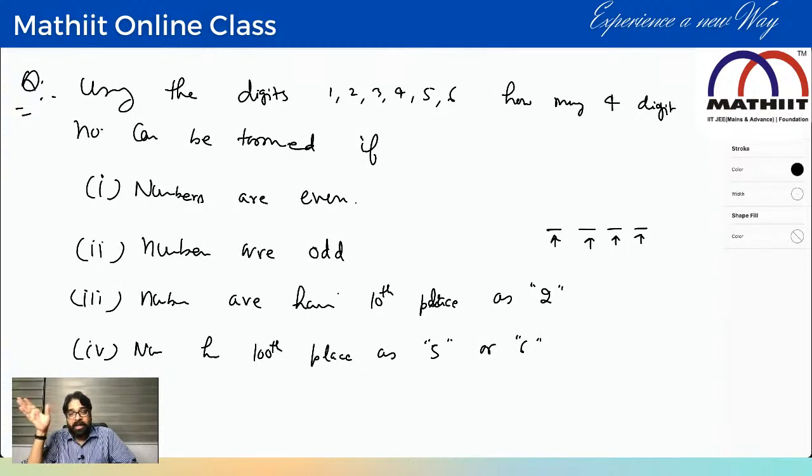You can write the answer in one line. First answer, space, second answer, space, third answer, space, fourth answer. Only counting you have to do. Okay, let's see.